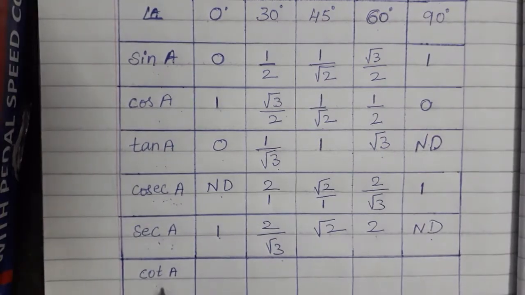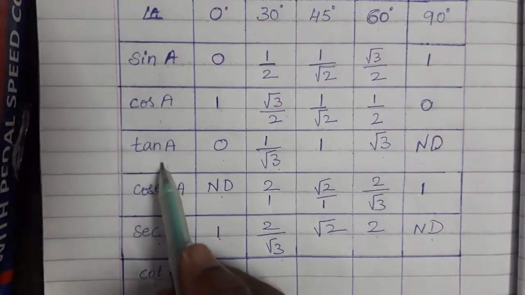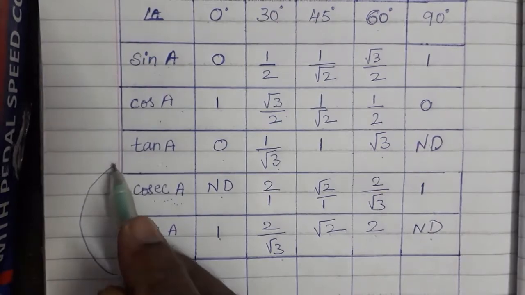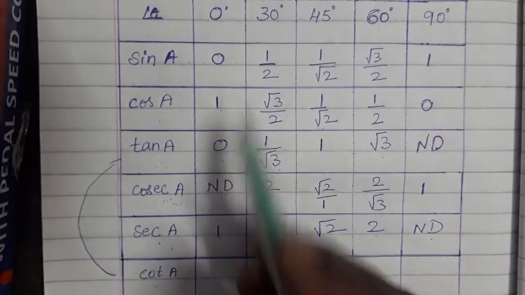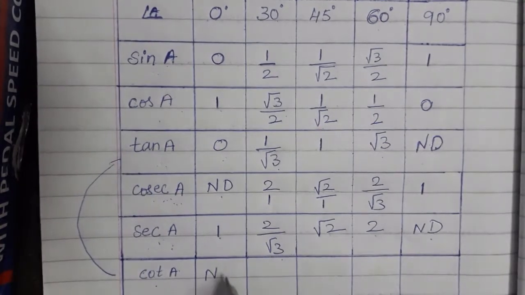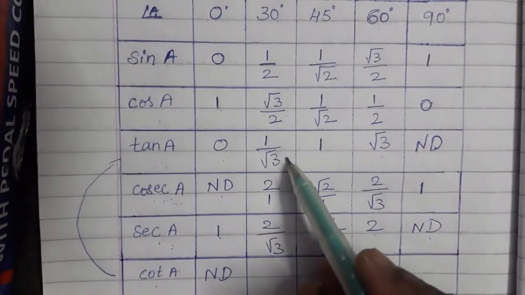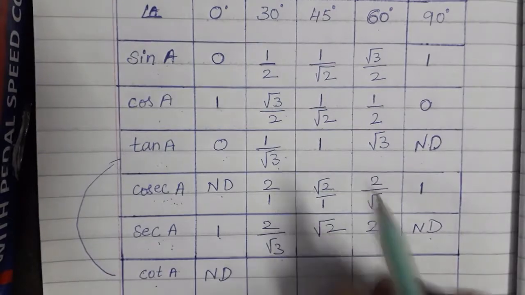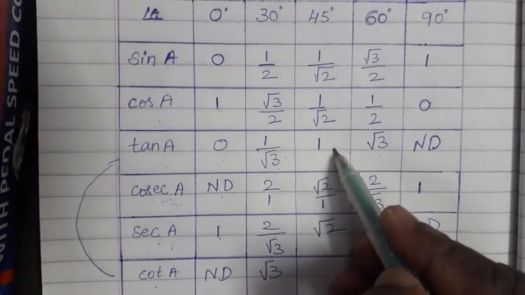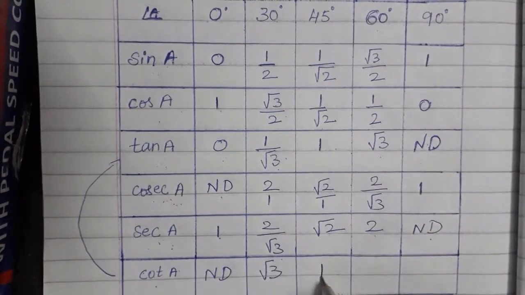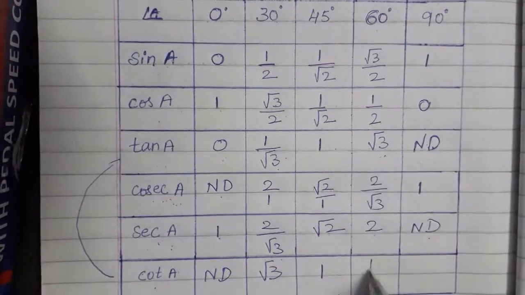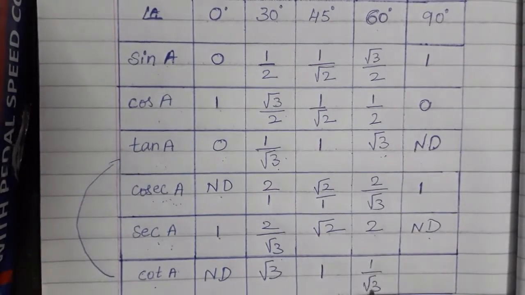Now cot A. Cot is nothing but reciprocal of tan. So cot 0 degree is reciprocal of 0, not definable. Next cot 30 degree, reciprocal of tan, 1 by root 3 will become root 3 by 1. Cot 45 degree, reciprocal of 1 is 1. Cot 60 degree, reciprocal of root 3 is 1 by root 3.